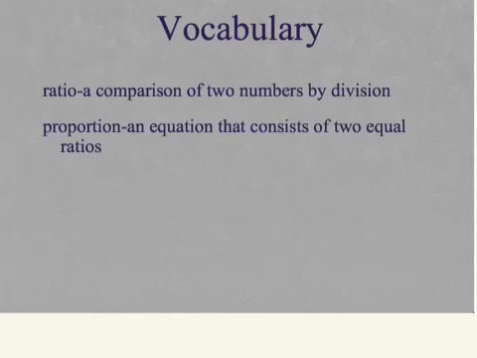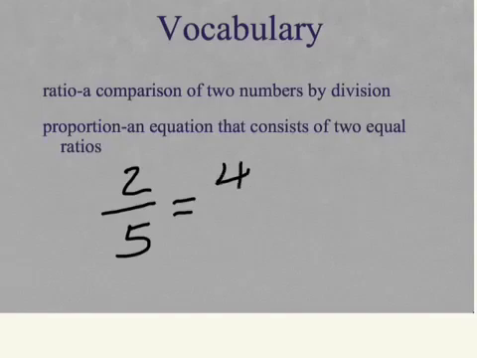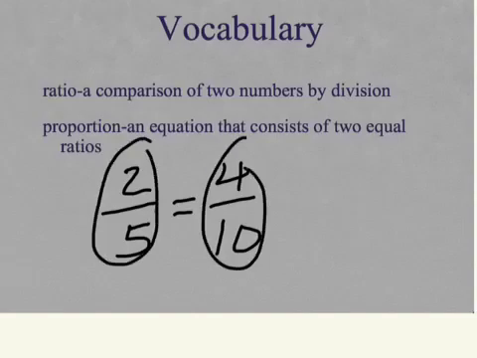Let's take the first two words. Ratio is a comparison of two numbers by division, and a proportion is an equation that consists of two equal ratios. So for instance, if I were to say 2 is to 5 as 4 is to 10, this would be a proportion because they are equal ratios set equal to one another.